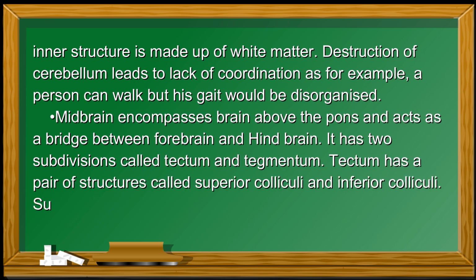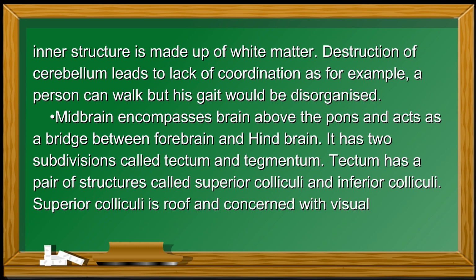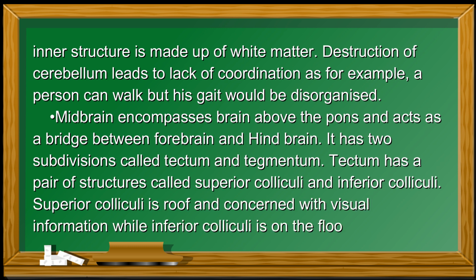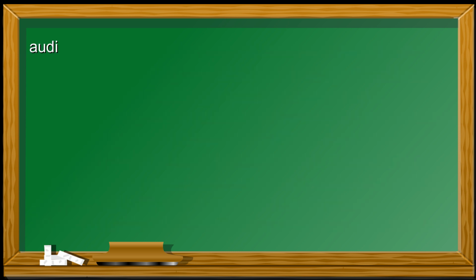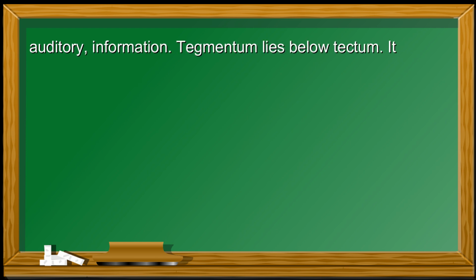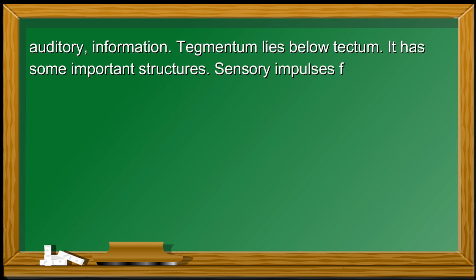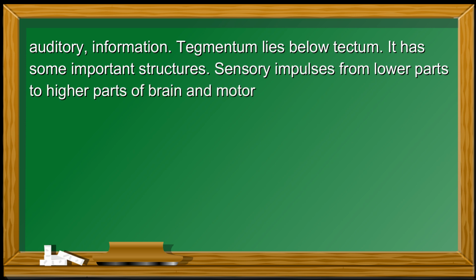It has two subdivisions called tectum and tegmentum. Tectum has a pair of structures called superior colliculi and inferior colliculi. Superior colliculi is the roof and is concerned with visual information, while inferior colliculi is on the floor and deals with auditory information. Tegmentum lies below the tectum. It has some important structures.